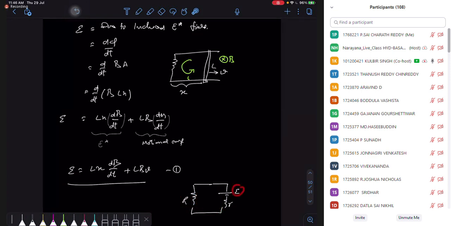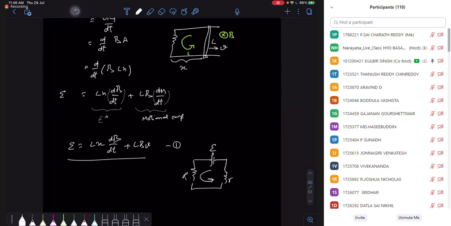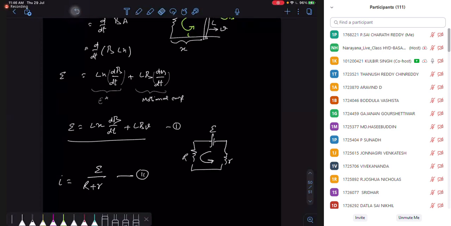So it is not in the rod. Net EMF is not in the rod, so don't apply the net EMF inside the rod. It could be anywhere in the circuit, but one thing is certain: as my current is going to flow, the battery, the resistances and the rod are all making a series combination, right? So give me the value of current. Current here is EMF divided by R plus r. You can call this equation number 2 also.